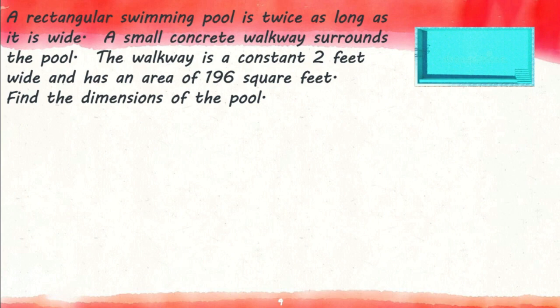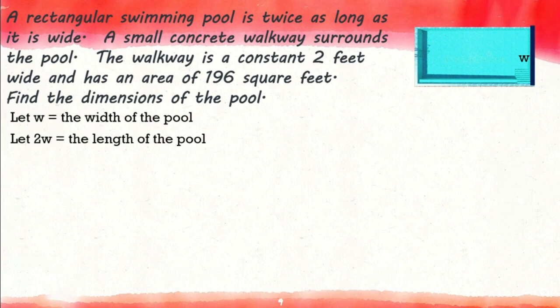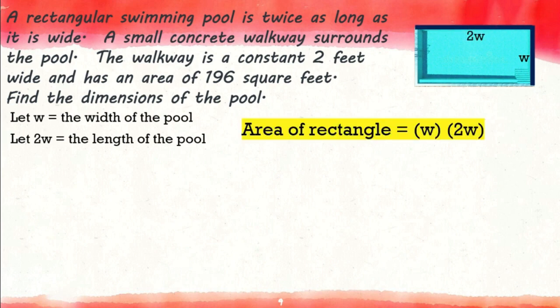The first thing you need to do is to define your variables. In this example, the length is described in terms of the width, so define the width. Let W be the width of the pool. The problem says that the length is twice as long as the width. And remember that twice means to multiply by 2. Let 2W be the length of the pool. This means that the area of the pool is W times 2W.